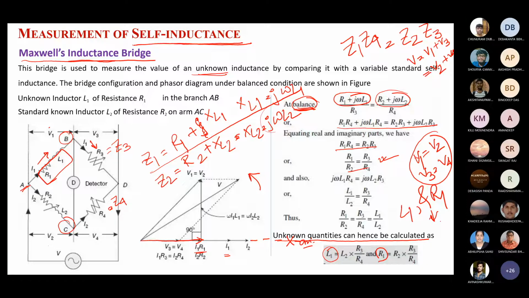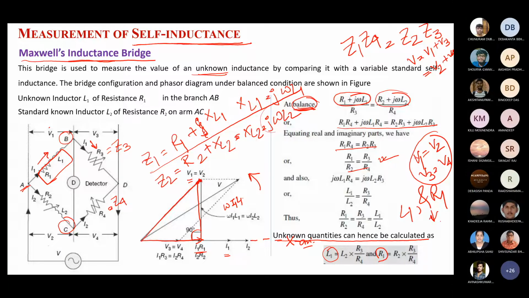Then j omega L1 into I1. The j component means 90 degrees ahead, so it is drawn like this, and the value is omega I1 L1. So you have reached over there. If you add these two, what value will you get? You will get V1.